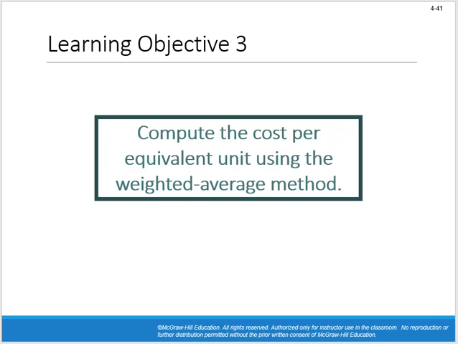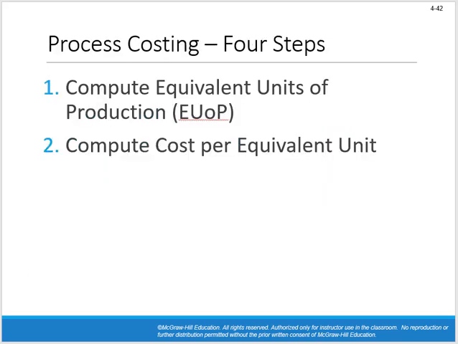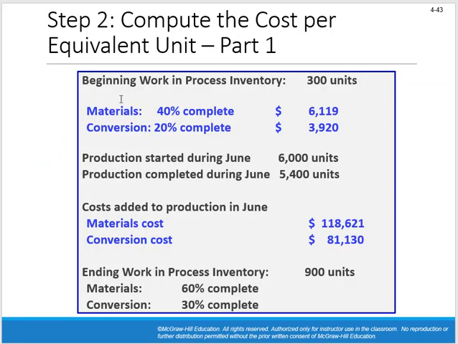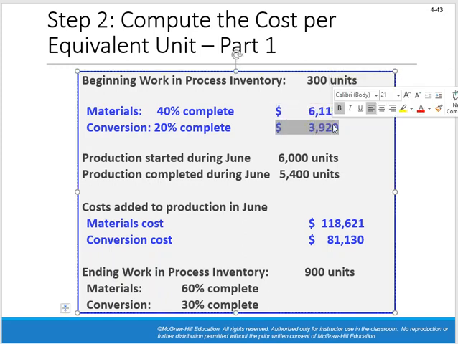So next we need to compute the cost per equivalent unit. So that's going to be step 2. Step 2, compute the cost per equivalent unit. We're going to keep building our 4 steps here. So lots of data here. Our beginning WIP, remember, was 300 units, and they give us our beginning cost. For materials, 6,119. For conversion, 3,920. And again, I still don't care about their percentage of completion, but I certainly do care about these dollars. That matters. So then during the period, we've got 6,000 more units, and then we completed 5,400 of them.